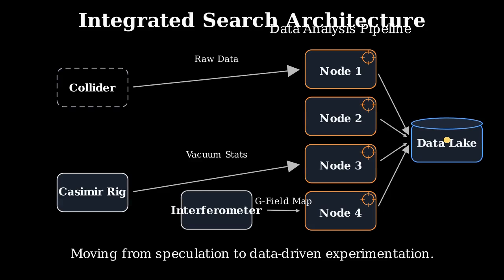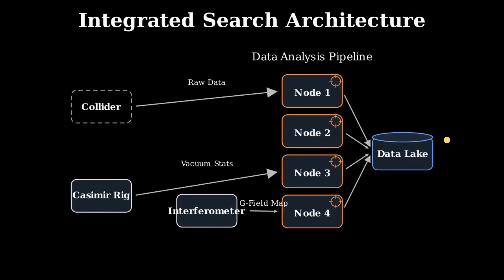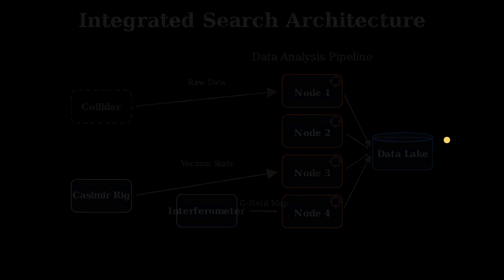This integrated search architecture represents a major shift in our approach. We are moving from the world of pure speculation into a new era of data-driven experimentation, using every tool in our arsenal. As we center our focus on this unified framework, we can see how particle physics, quantum vacuum studies, and precision measurement all converge. This synergy is what will ultimately unlock the secrets of gravitational manipulation. With this powerful toolkit in place, what specific theoretical recipes are scientists currently cooking up to bend or break the rules of gravity? We will explore the most promising potential solutions in our next segment.